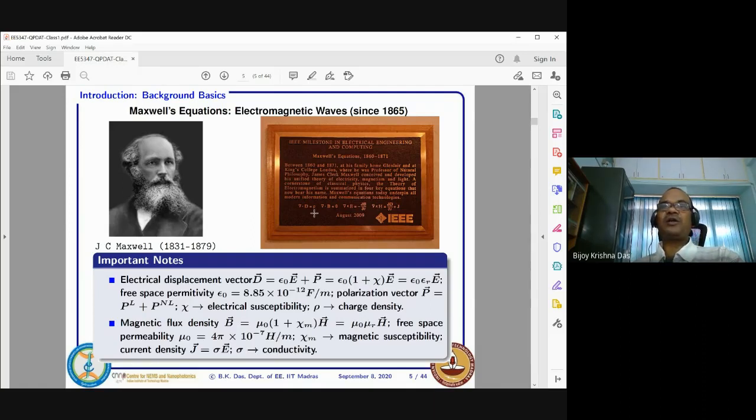If the flux coming in is less than the flux density, the flux lines going out, that means some kind of charge is there. Depending on whether it is positive charge or negative charge, divergence D will also be positive or negative.